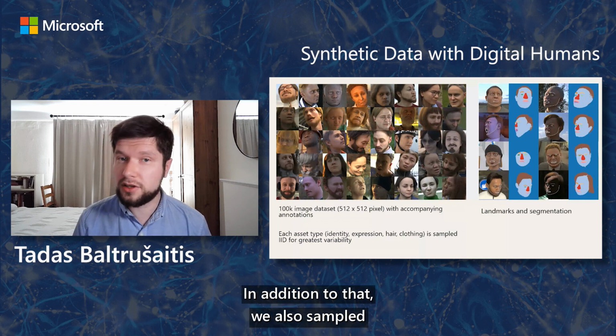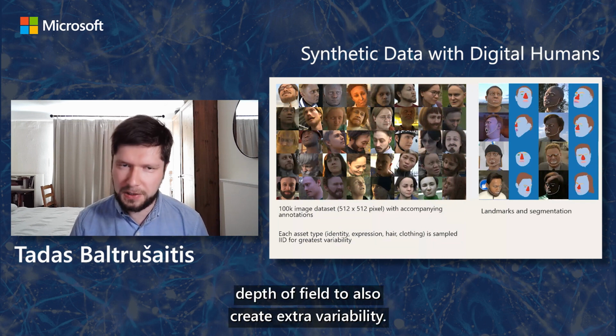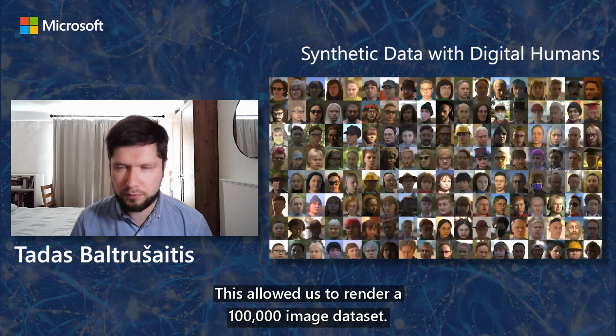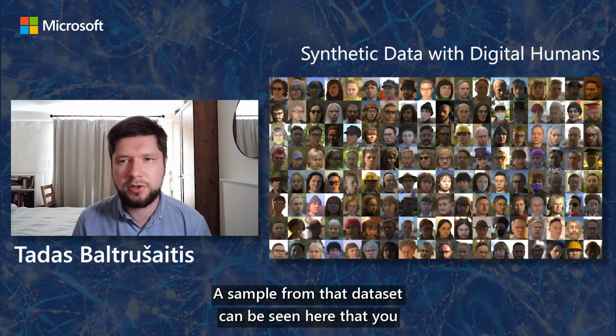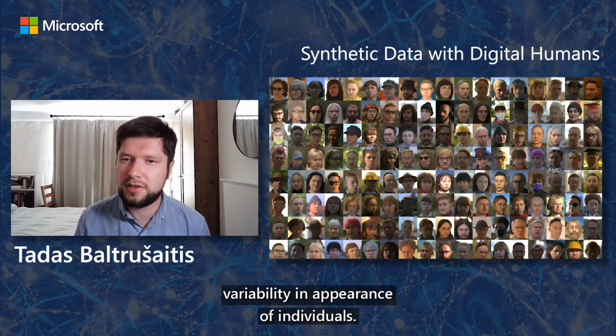And in addition to that, we also sampled different camera locations, rotations, focal lengths, and depth of field to create extra variability. And this allowed us to render a 100,000 image dataset. A sample from that dataset can be seen here. You can see that there's a lot of variability in the appearance of individuals.